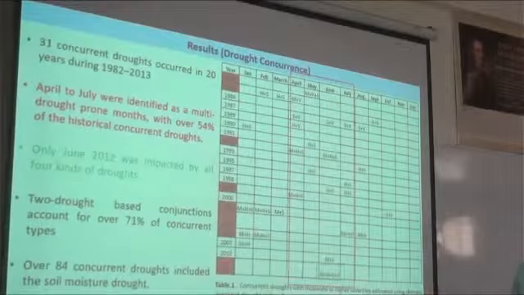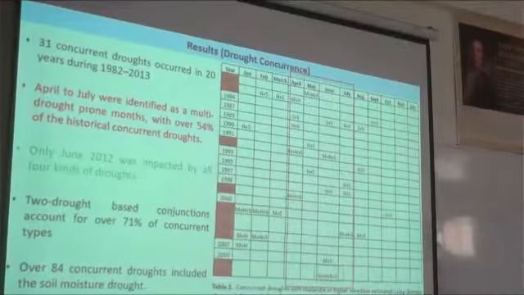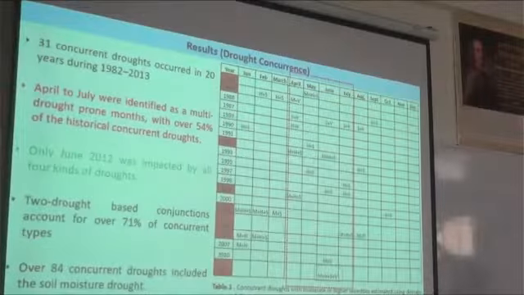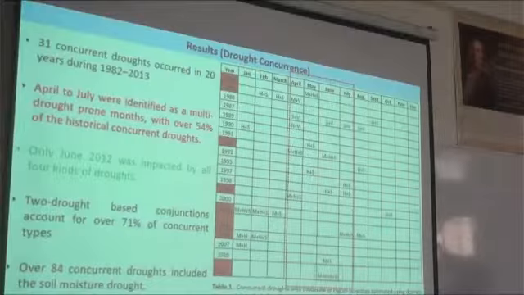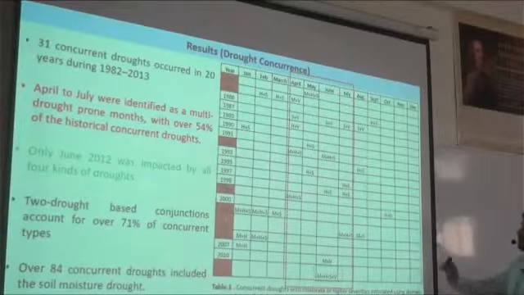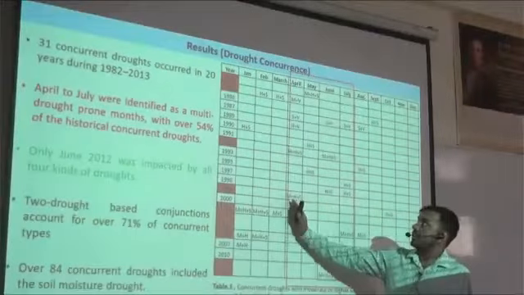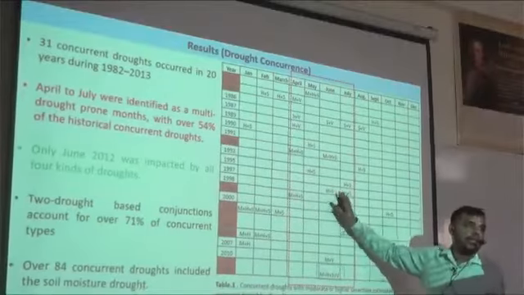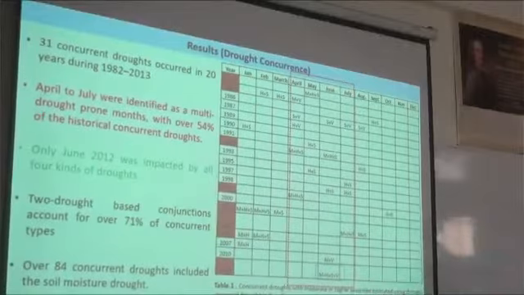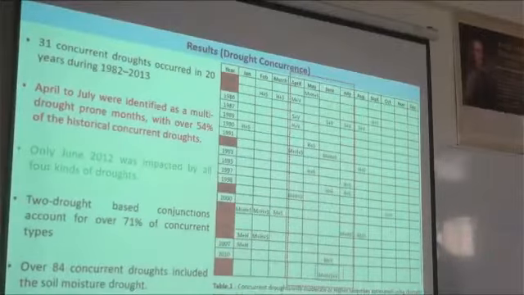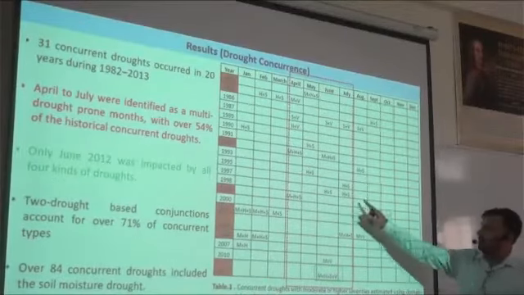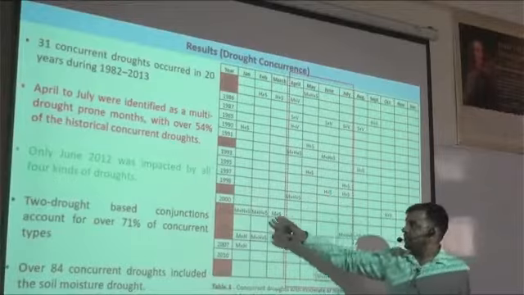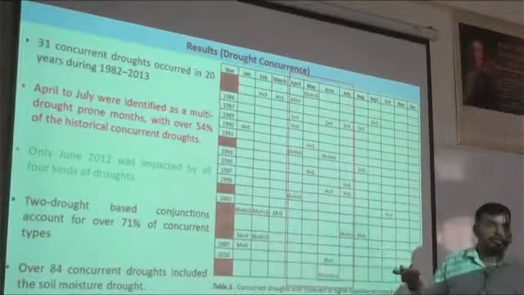in the 20 years from 1980 to 2013, out of which April to July were identified as the multi-drought prone months, with more than 54% of them. You can see that the majority of the concurrent events occur in these four months. That's why they are also known as drought-prone months. Most of the cases have only two combinations, and some cases have 2, 3 or 4 combinations.